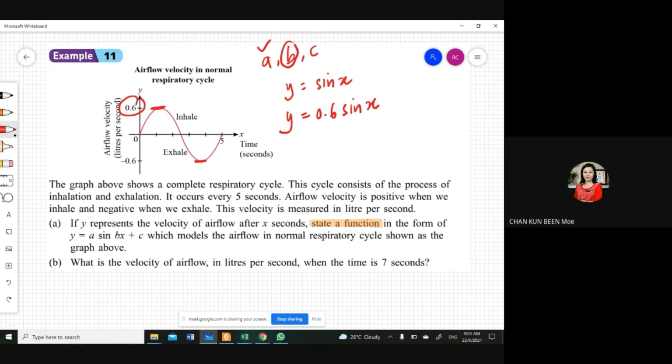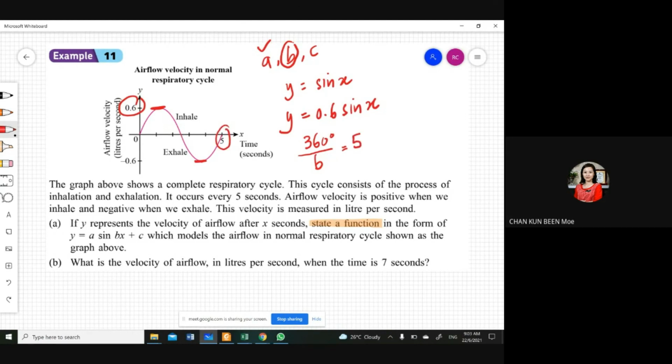So to look for the B, this is a sine graph. When you want to look for the B, you look at the number of the time given. This is 5 seconds, right? So if you want to find out the period, how do we get the period? The period is 360 degrees divided by B, and we are going to get the value of 5 seconds.